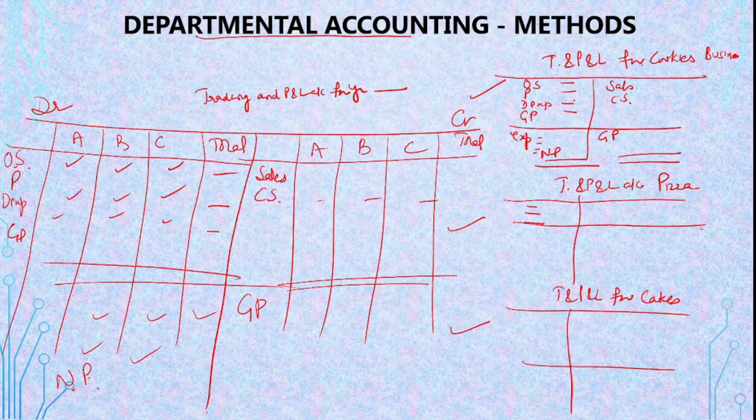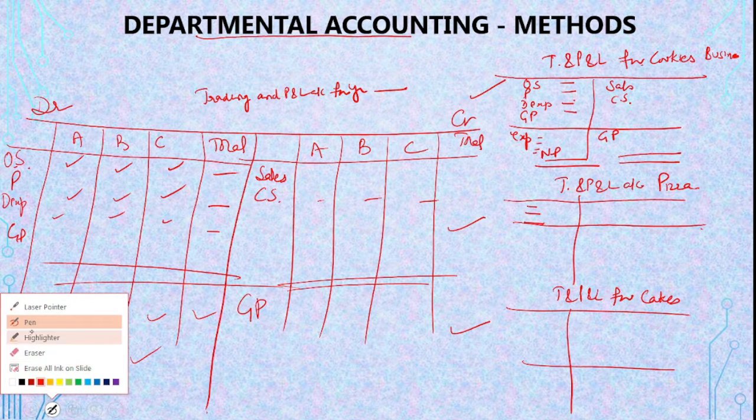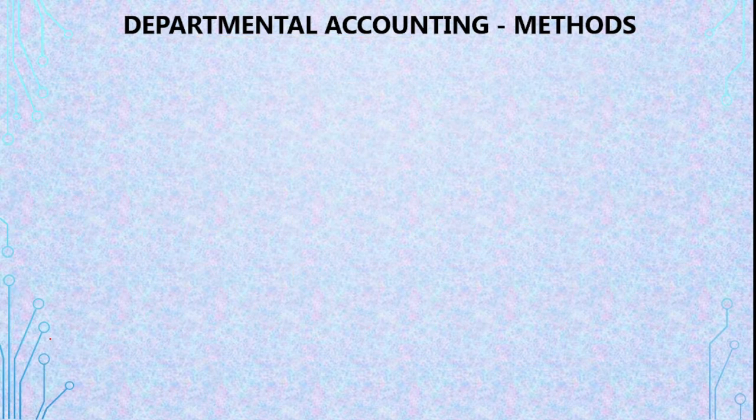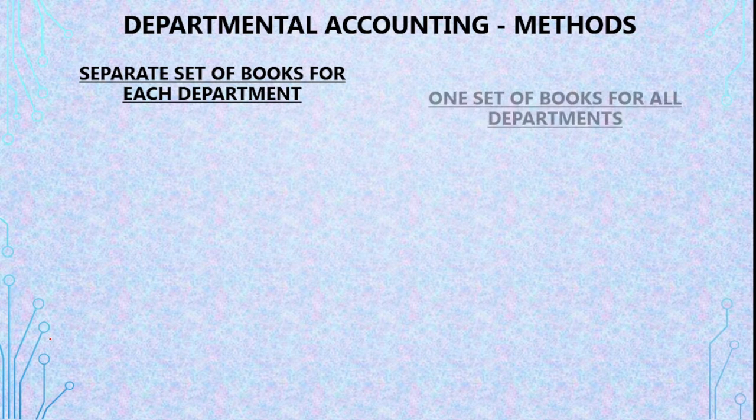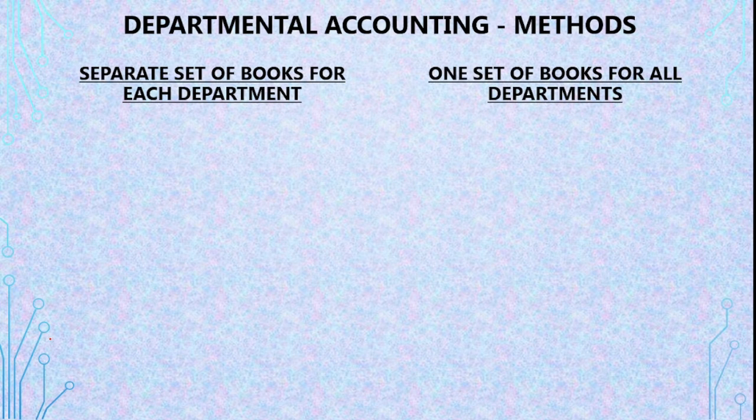So this is called preparing columnar records. Okay, so these are two different ways. It is up to you whichever you want to follow. All right. So accordingly, we can say that we have two methods of departmental accounting: separate set of books for each department and one set of books for all departments.